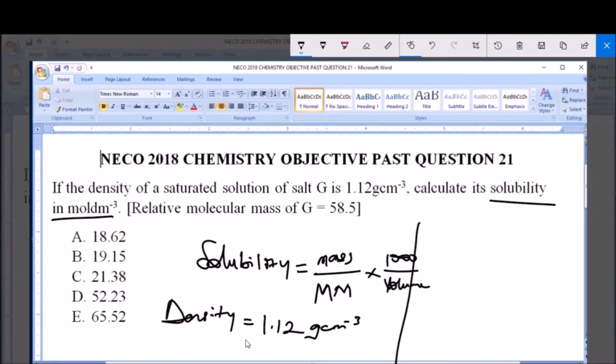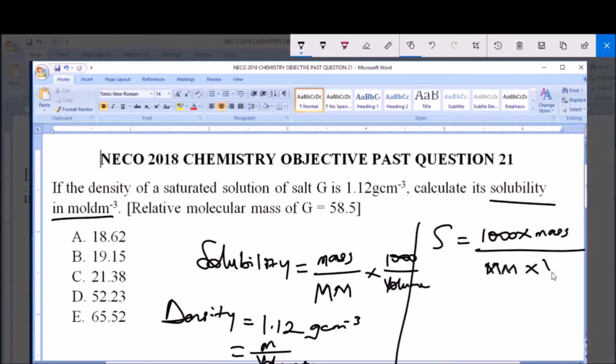Now, like we know, density is given as mass over volume. From this expression of solubility, given as mass over molar mass times 1000 over volume, we can say solubility S is equal to 1000 times mass over molar mass times volume. And you see that this mass over volume is already given to us as our density, because density is mass over volume.